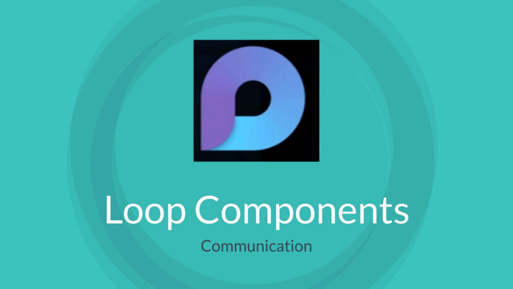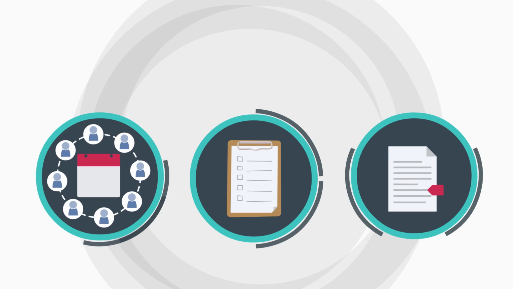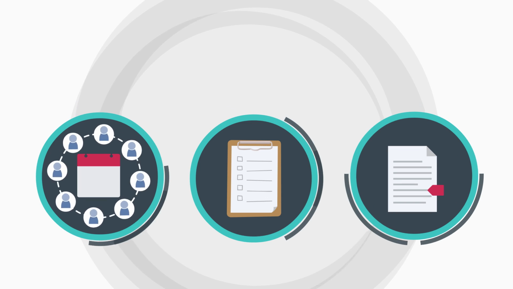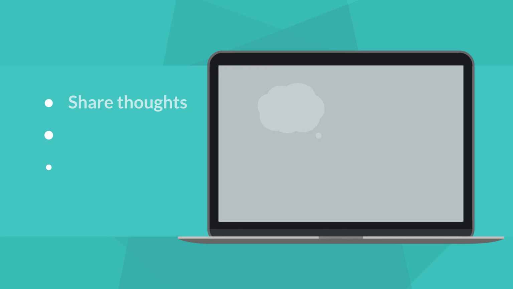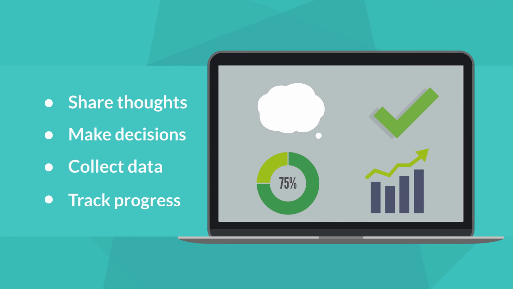Loop components are a great way to communicate within your team. You can use them to crowdsource an agenda, track a group's action items, or take notes collectively. It makes it easy to share thoughts, make decisions, collect data, and track progress.